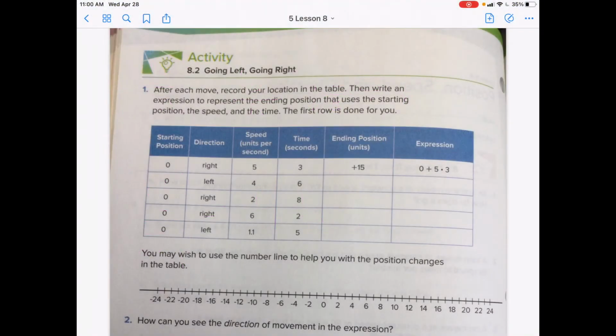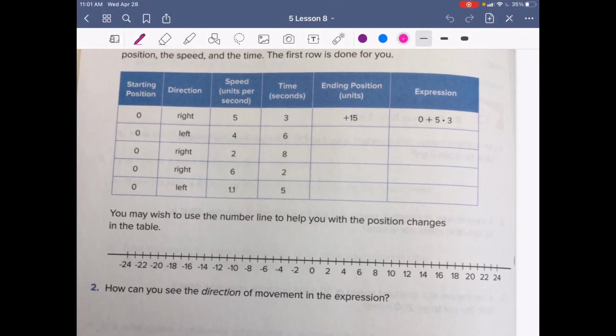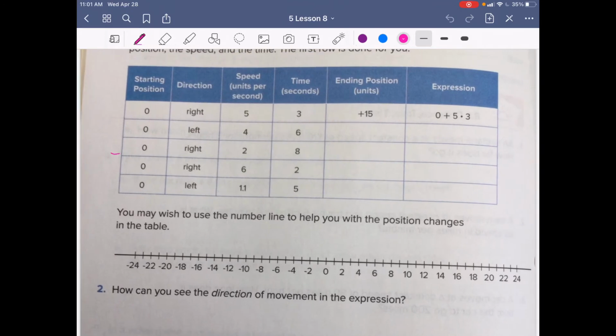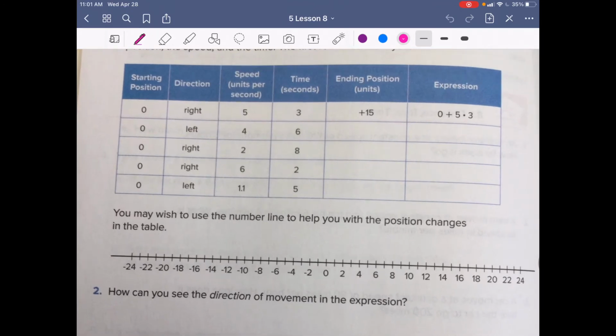Okay, 8.2, going left, going right. After each move, record your location in the table. Then write an expression to represent the ending position that uses the starting position, the speed, and the time. The first row is done for you. So if we look, they did the first row for us. It started at 0, so I'm just going to go ahead and put in our 0.